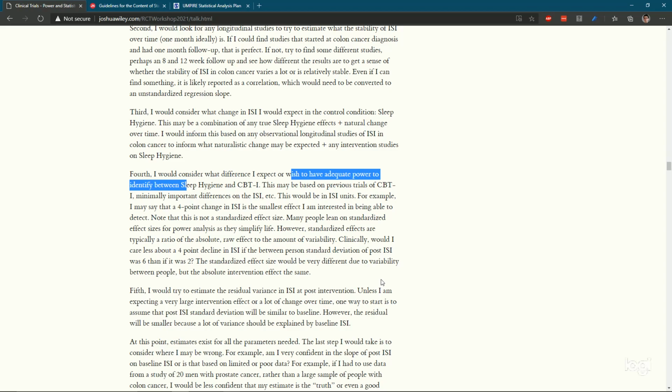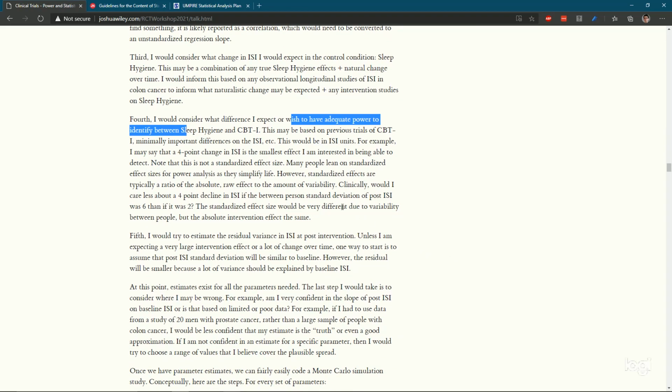However, if I think that a 4-point change is meaningful, I'm likely to think that that's meaningful regardless of how much background noise there is. So the absolute intervention effect can remain the same, even if the standardized effect can change. And you may say you only care about the standardized effect, and that's fine, but I think working with absolute values forces you to be explicit about the two parts that go into a standardized effect. A, what do you think the absolute difference is? B, how much variability do you think there is? So rather than just having a single ratio that you estimate, it actually forces you to think about each part of that ratio.